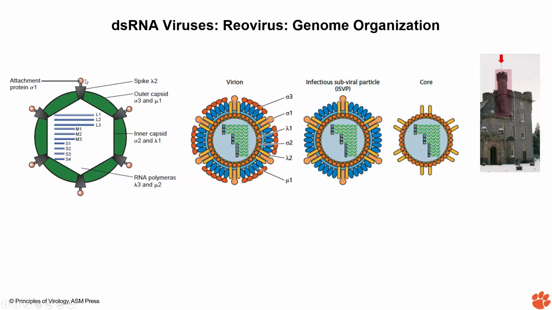That shows the attachment protein sigma 1, and that is the turret protein. And what is a turret? So this is a turret. That's just to give you an idea of what we are talking about. And you can see that the turret is right here, capped by this sigma 1. And this is the reovirus particle. This is the complete particle.